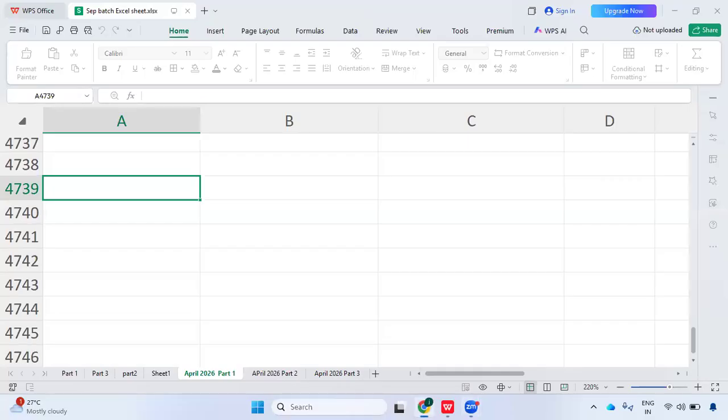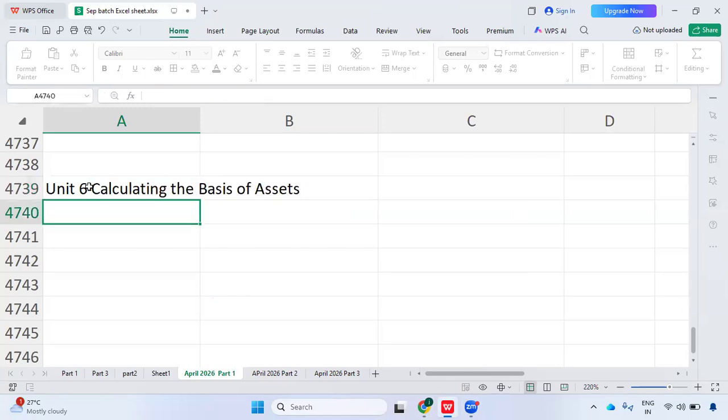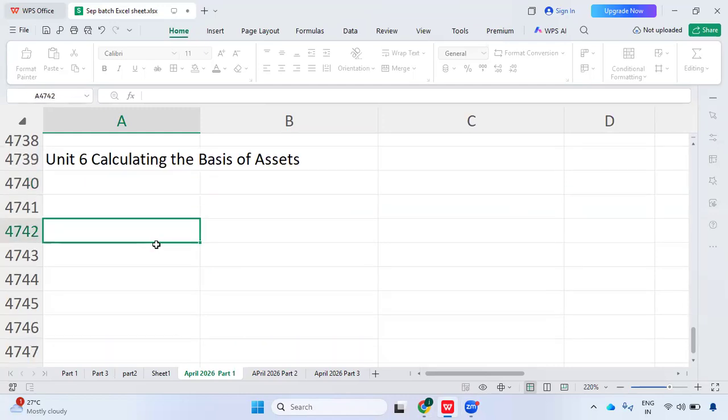Hello all, good morning. Today we'll start with unit 6, which is calculating the basis of assets. So we'll see what exactly calculating basis of assets means. Before understanding the basis topic, let's discuss a couple of examples.